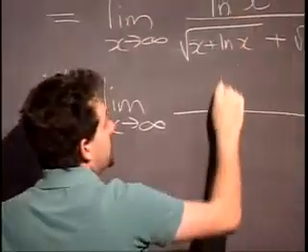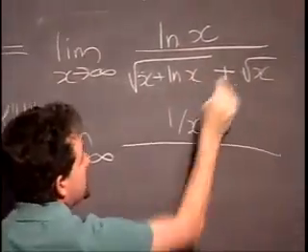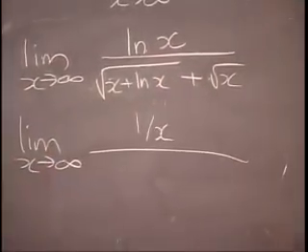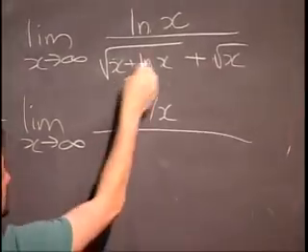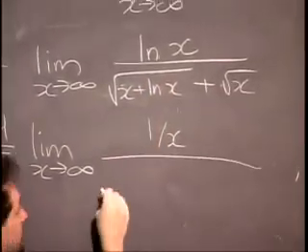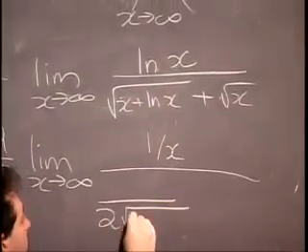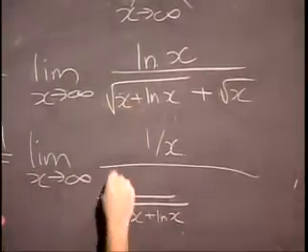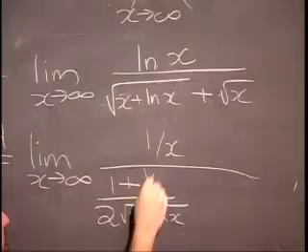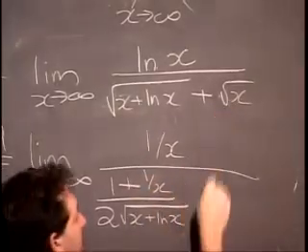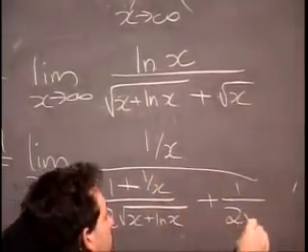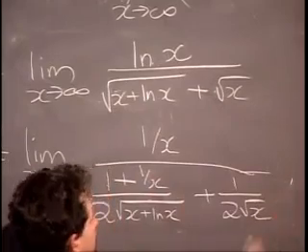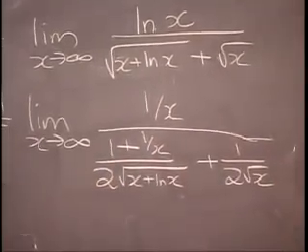And the derivative of log x is 1 over x. Unfortunately, this thing's a bit of a mess to differentiate. The derivative of a square root is 1 over 2 times the square root. But you need to multiply by the derivative, which is 1 plus 1 over x. And in this case, the derivative is just 1 over 2 square root of x. Okay, so this is a bit nasty.